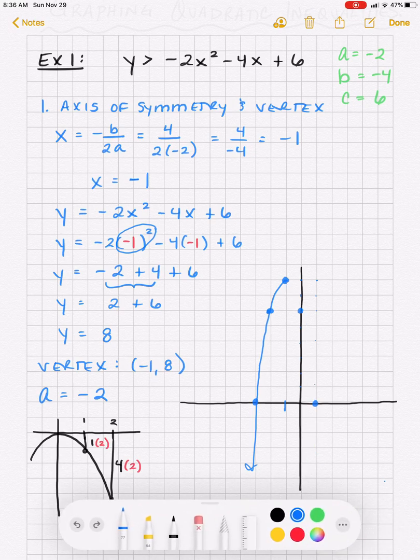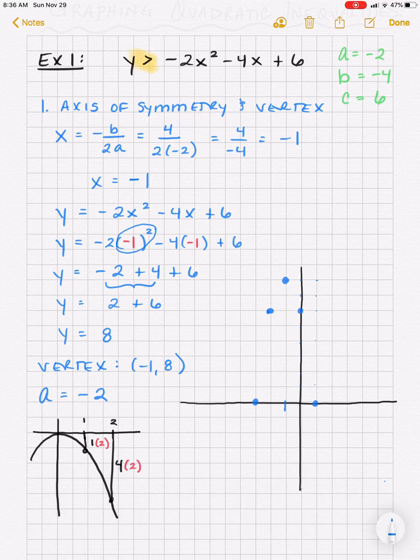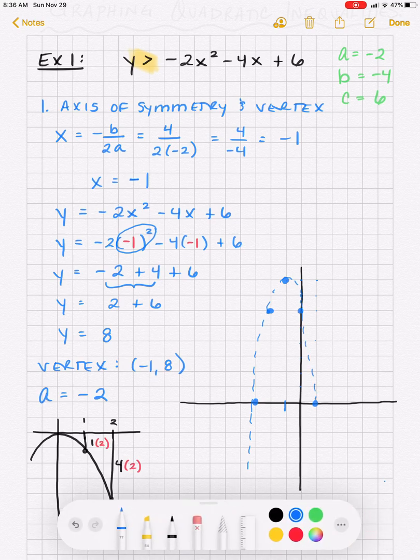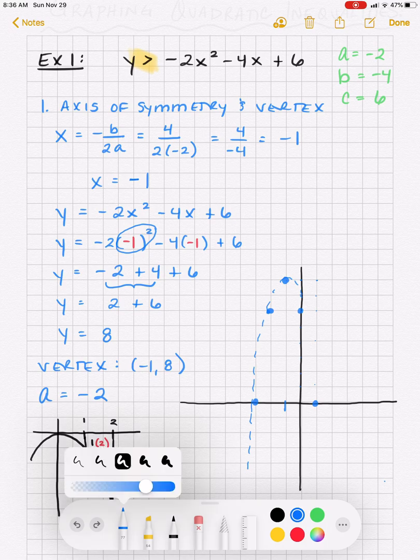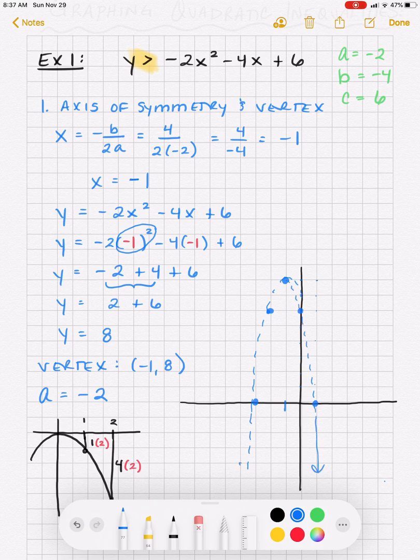I already made a mistake, and it's good that I did it because you're going to do the same thing out of habit. We need to go back and remember that we are graphing an inequality. This inequality says that y is greater than. The first thing that means is that the boundary line, this parabola, is going to be a dotted line. So let's change this parabola to look like this. Okay, and it's going to be a dotted line.